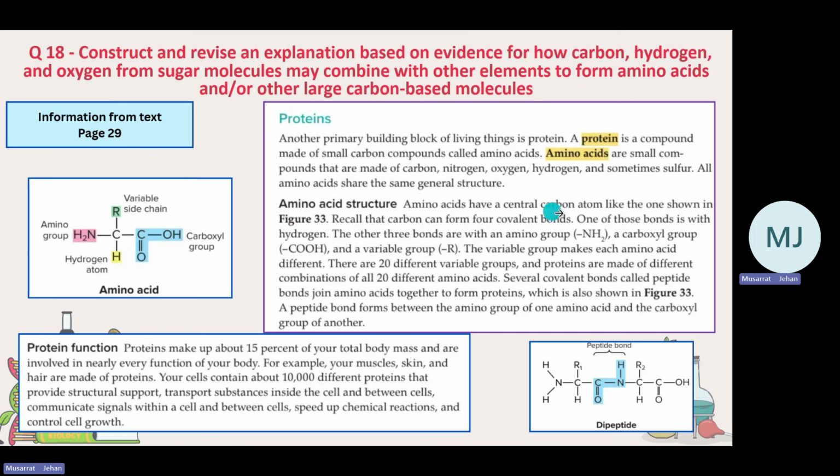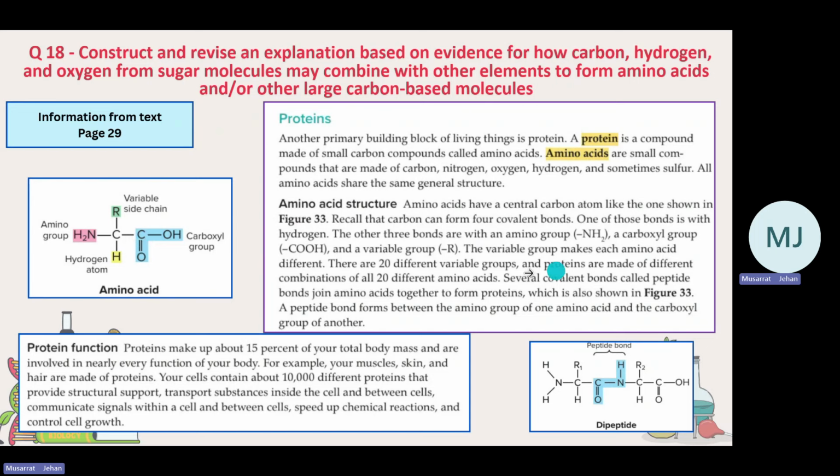Amino acids have a central carbon atom. The carbon can form 4 covalent bonds. One of these bonds is with hydrogen. The other 3 bonds are with the amino group, that is NH2. This line here is showing the bond, so it's not a minus, okay? This is a bond with NH2, another bond with the carboxyl group COOH, and a variable group, that is the variable side chain.